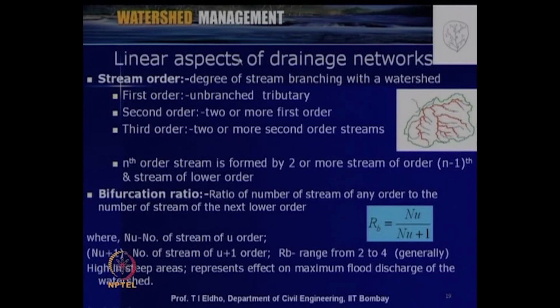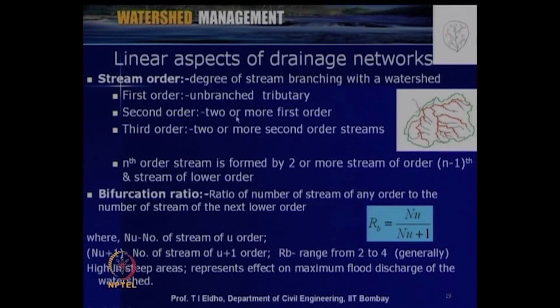When we deal with a watershed, like this one which I have drawn, stream order indicates the degree of stream branching within a watershed. If this is the main stream, there will be a number of branches. The first order means there is no branch, an unbranched tributary. You can see that these are all first order, where 1 is indicated. This blue line indicates the first order.